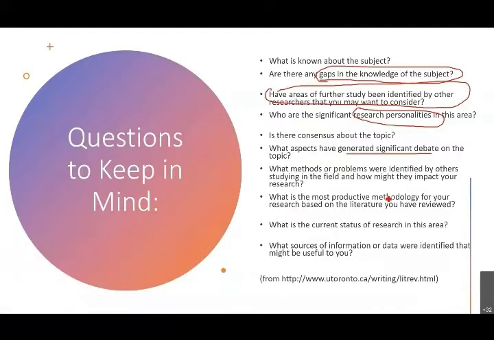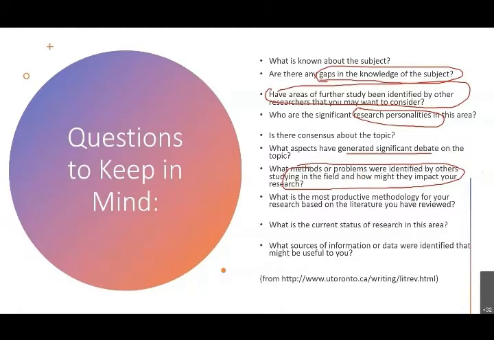Then, what methods or problems were identified by others studying in the field and how might they impact your research? By looking at the methods or problems already identified by other researchers, you know the gap. There are different types of gaps. Methodological gap. I think you know about this one, am I right? Contextual gap. Yes, sure. I think I don't need to repeat.